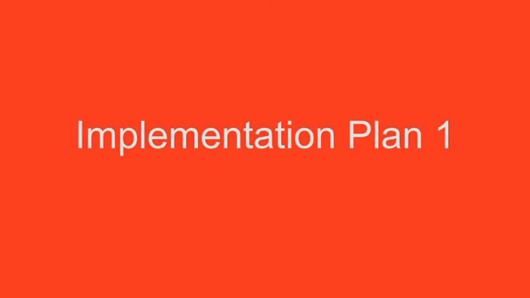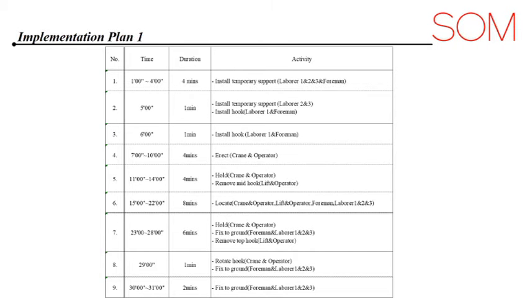For the 3 proposals we produced, we also made 3 different implementation plans for them. These implementation plans show exactly how each proposal will be carried out. Now let's take the implementation plan for our first proposal as an example. According to this implementation plan, by the end of 5 minutes, all the support installation and hook installation should be finished. And by the time of 22 minutes, the panel should be carried by the crane to its specific location. And by the end of 31 minutes, the panel should be totally fixed to the ground and other works should be carried out.